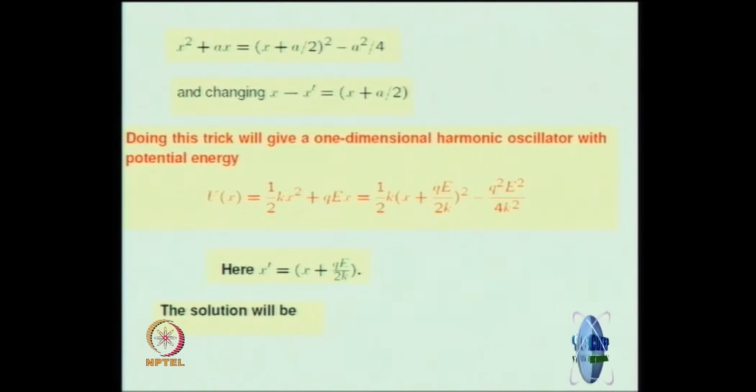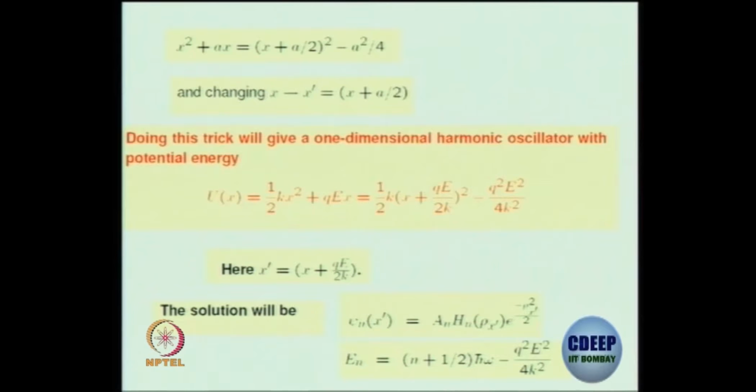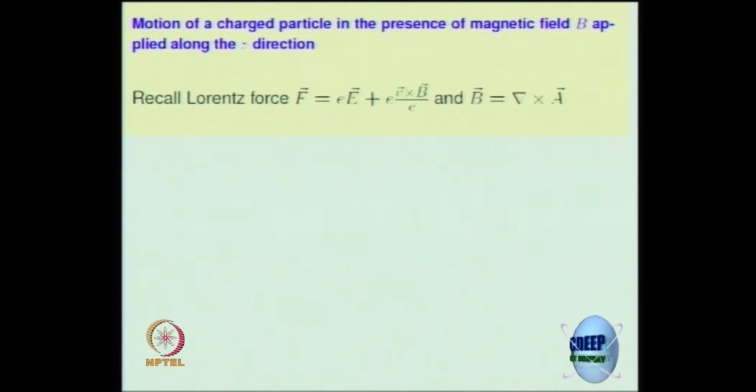Okay, so I have just said here the solution will be shifted by that x prime coordinate, and you can rewrite it in terms of the earlier coordinate, and you can say that the energies are n plus half h cross omega for the excited states, but every energy level is shifted by an overall q squared E squared by 4k squared in the negative direction. Okay.